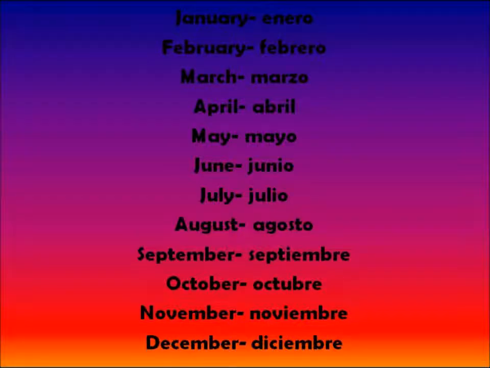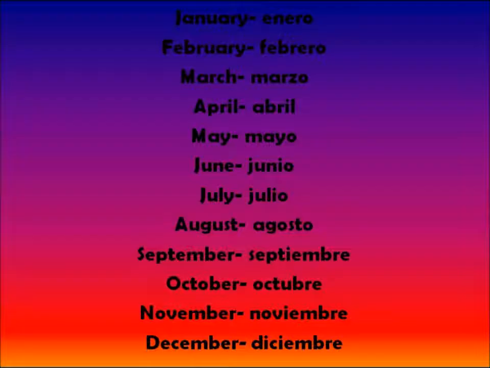Repitan, enero. Enero. Very good. That's the one you really have to memorize. It's not a cognate. February is febrero. Repitan, febrero. Febrero. March is marzo. Repitan, marzo. Very good. Remember the Z in Spanish makes an S sound. Marzo. April is abril. Repitan, abril.